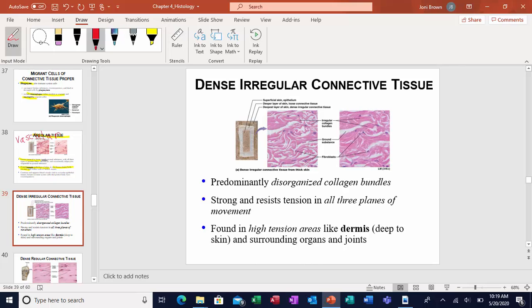Dense irregular connective tissue, you've got a lot of collagen here and it's very disorganized. Those collagen bundles are disorganized. Because it's disorganized, it resists a lot of tension coming from all three directions. You find it in areas where you're going to have a lot of stress. It's in your dermis, which is under the epidermis, the top layer of the skin, and you find it in some organs, and in joints also.